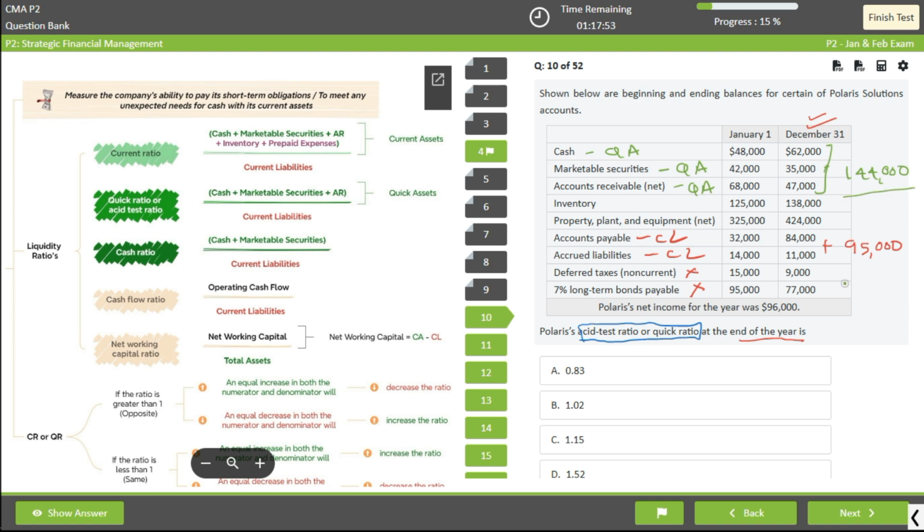144,000 by 95,000, it is 1.5157. So by rounding it off, we get 1.52, and which is option D.